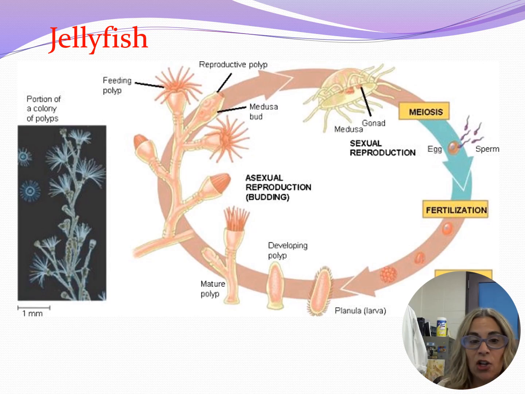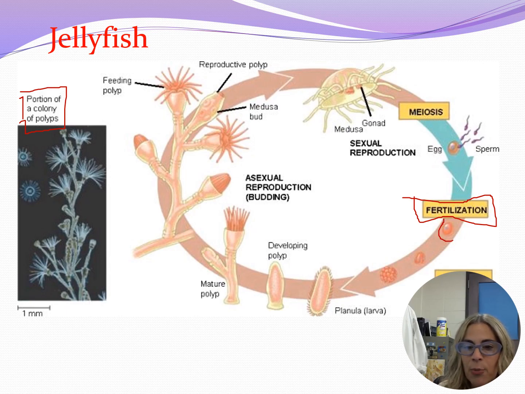So let's take a look at our little jellyfish here. Here's an actual image of the colony of polyps, and we'll take a look at how that life cycle works. So once again, kiddos, let's look for fertilization. Here we go. So we know that anywhere there's fertilization happening, we end up with a zygote. And what is the ploidy of the zygote? Because we've had union of egg and sperm, it's going to be diploid. I hope you said diploid.